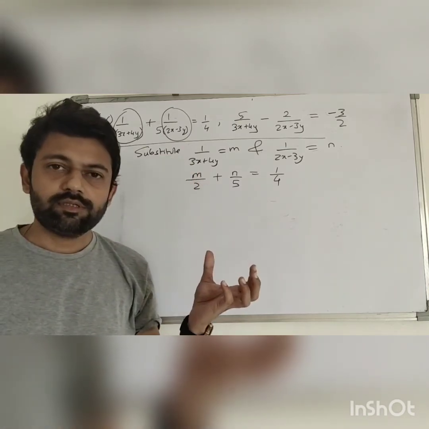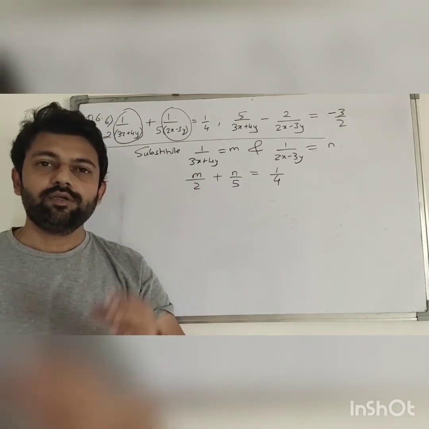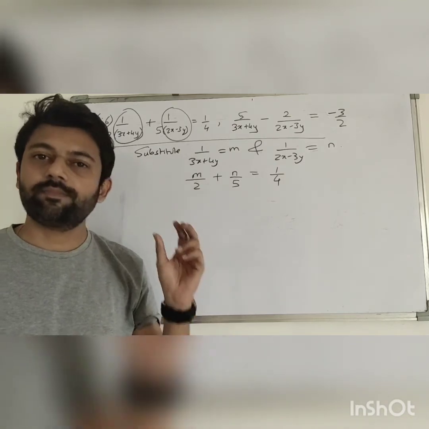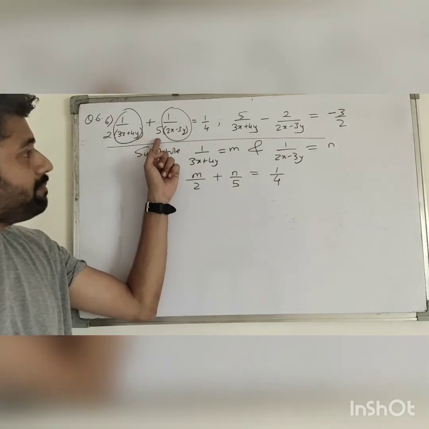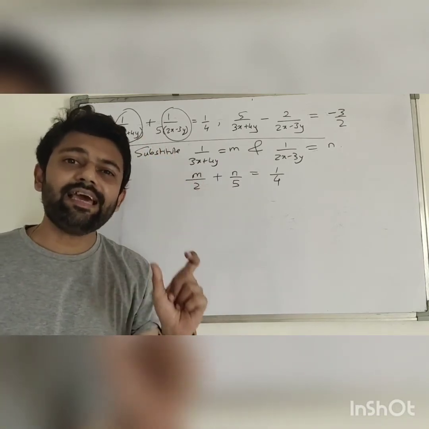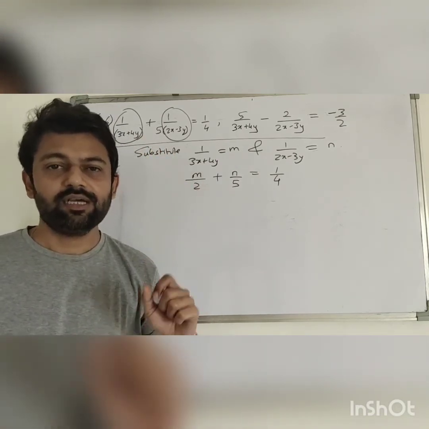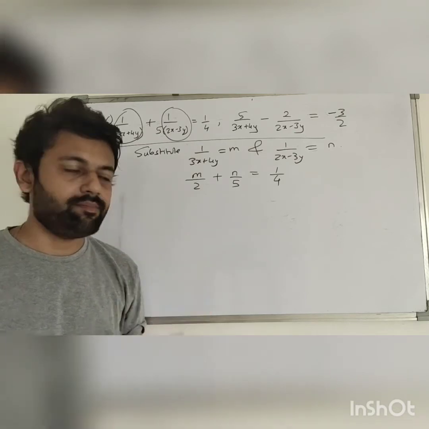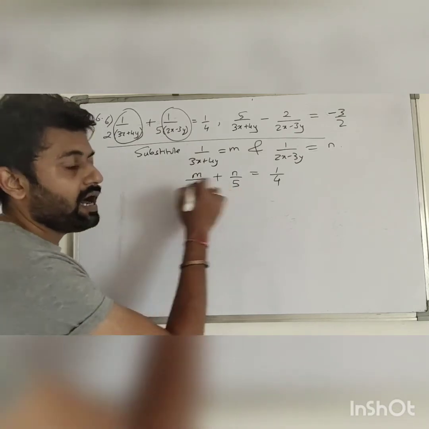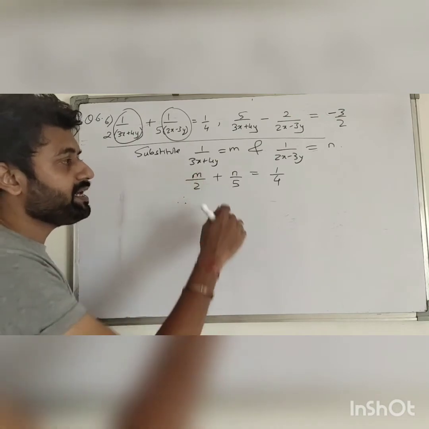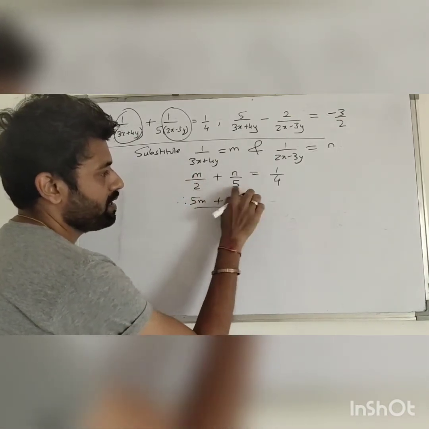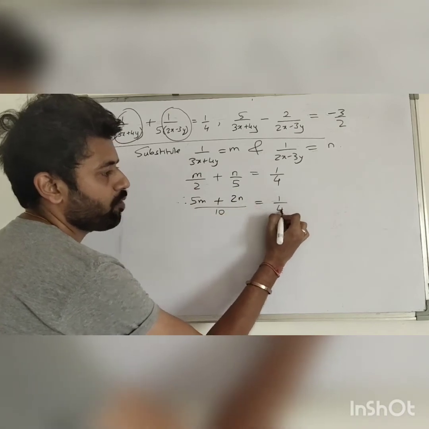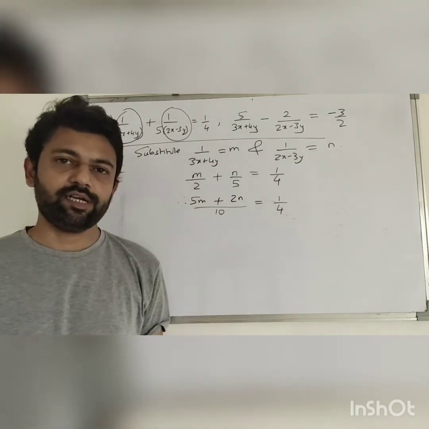Looking at the terms more than once, you should think of the word substitute, and that is what I have done here. After that, remember, when you substitute, you carefully take care of the positions of the numbers and the variables. We'll have to bring it into the form 5m plus 2n upon 10 is equal to 1 upon 4. I have done cross multiplication here.